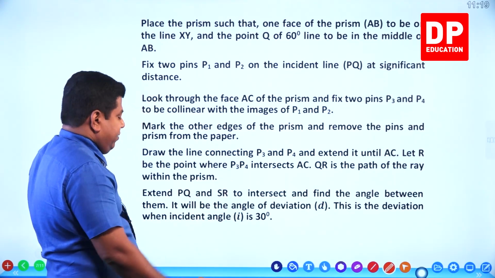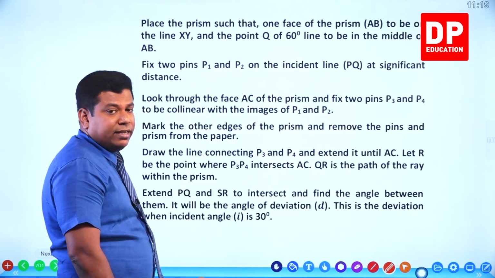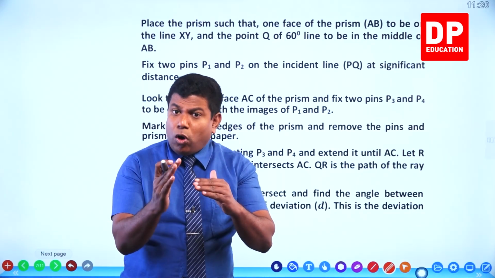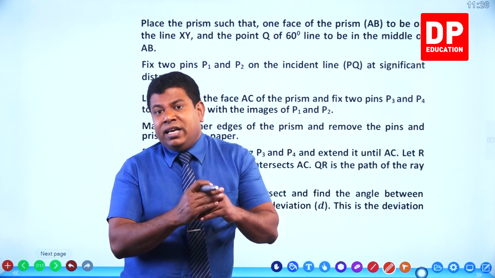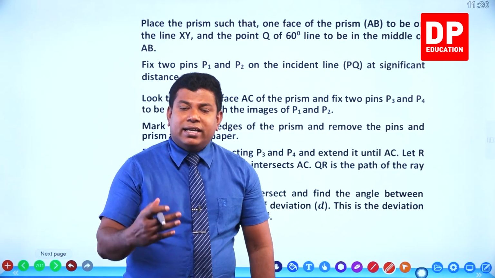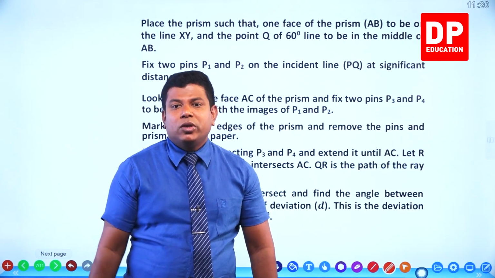Right. This is the deviation when the incident angle is 30 degrees. Even though we mark the angle as 60 degrees, remember that is not with the normal. With the normal, the angle is 30. So incident angle 30, now you have got the deviation. What next? Repeat this for the other 5 points also.